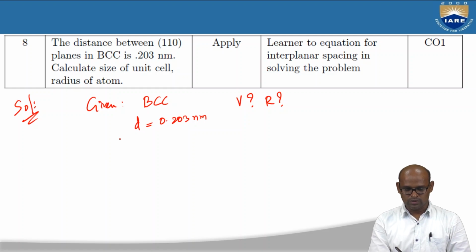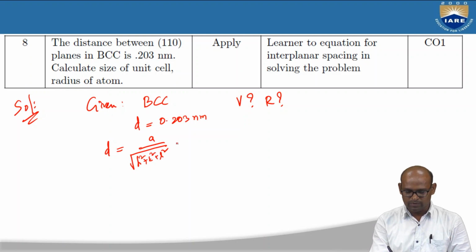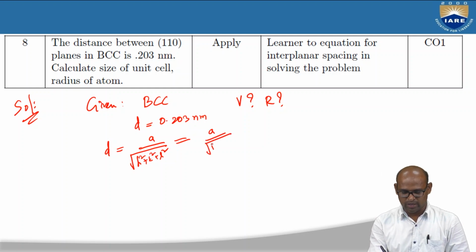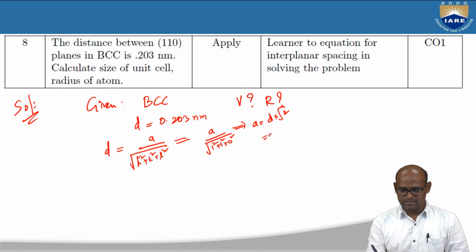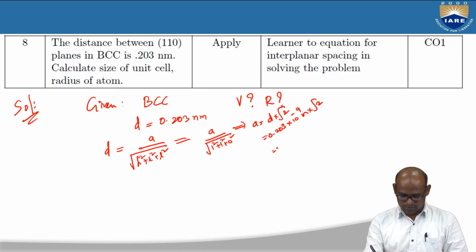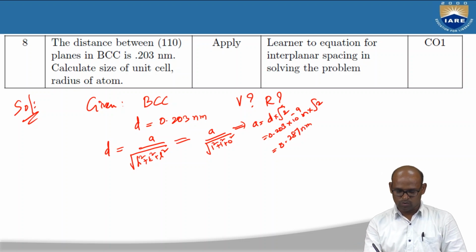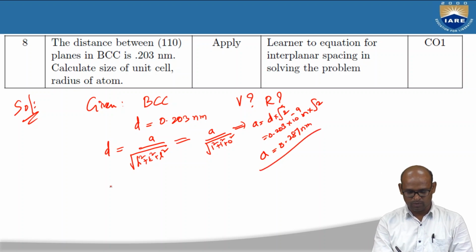They have given D. The equation for the separation between two parallel planes is D equal to A by square root of H square plus K square plus L square. For this plane, H is 1 and K is 1, so 1 square plus 1 square plus 0 square. D is given, so I need to calculate A. A is equal to D into square root 2, where D is 0.203 into 10 power minus 9 meters. So A will be 0.287 nanometers.